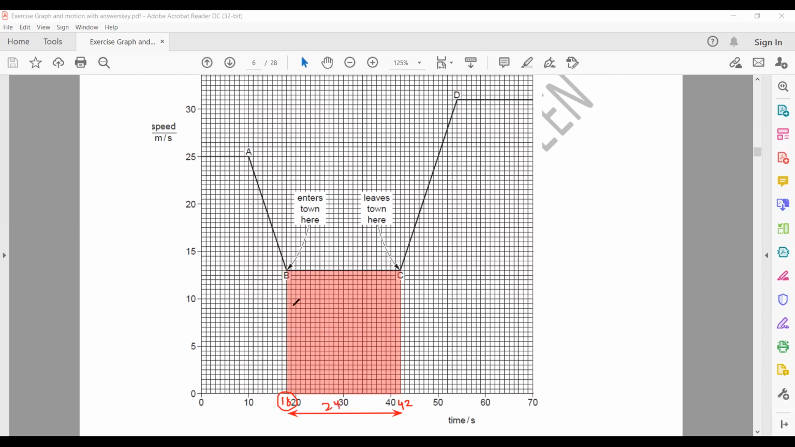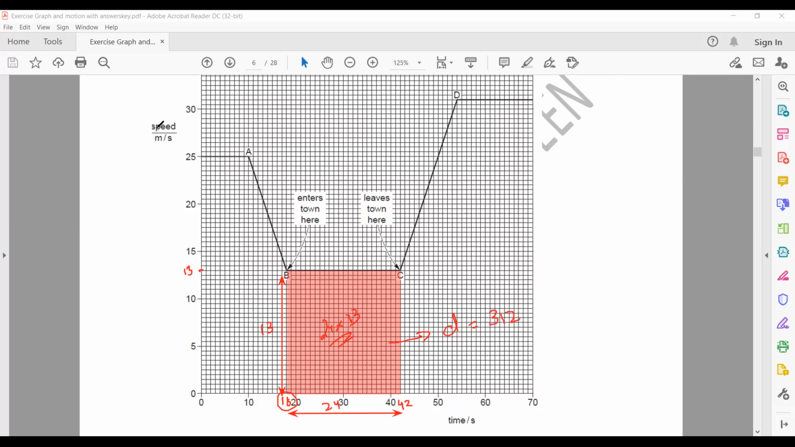And the height, this one, each box is representing 0.5. So 10.5, 11, 11.5, 12, 12.5, 13. So this is 13. So the height is 13. So 24 multiplied by 13. What's the answer for the distance traveled? 24 times 13 is 312. So the distance traveled by this car from the start of the town till the end of the town is 312.